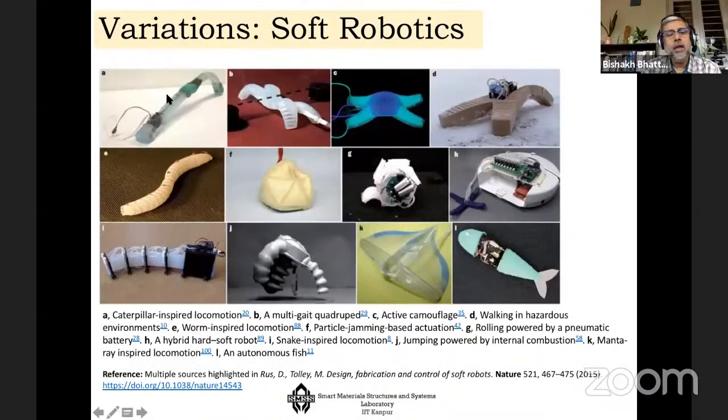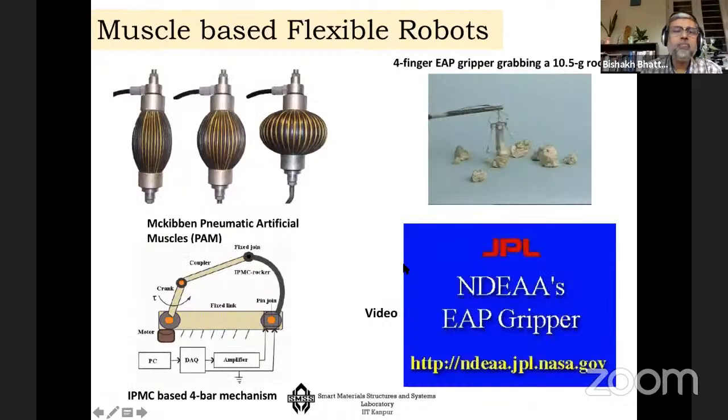People have tried many different variations like caterpillar-inspired locomotion, multi-gait quadruped, active camouflage system, and robots which can work in hazardous environments, worm-inspired locomotion, particle jamming-based actuation, rolling powered by pneumatic battery, hybrid hard-soft robot, snake-inspired robot, jumping powered by internal combustion, and then manta ray type of robots, etc.